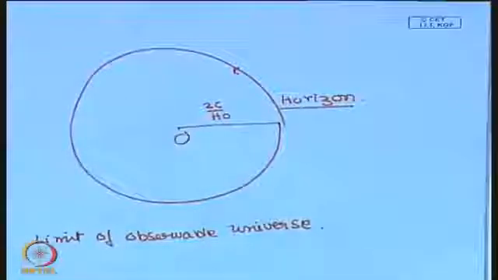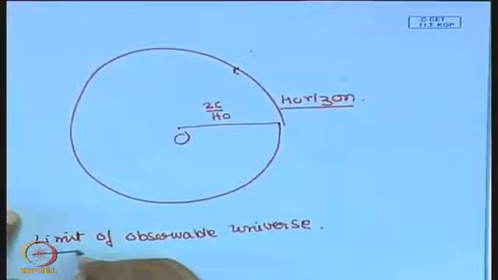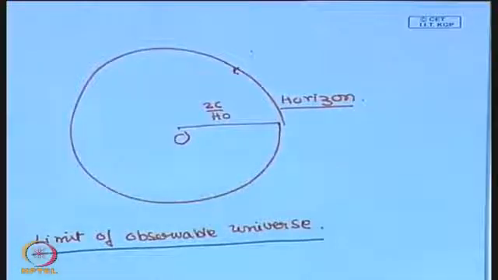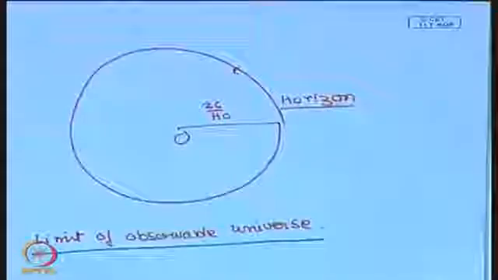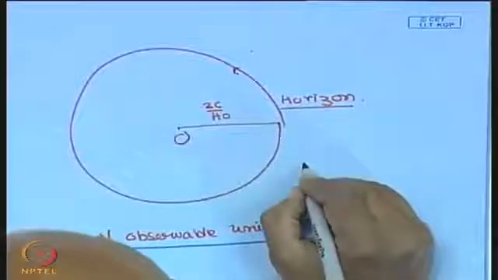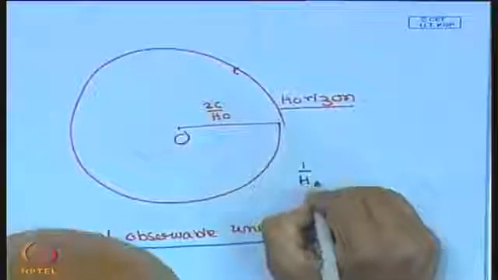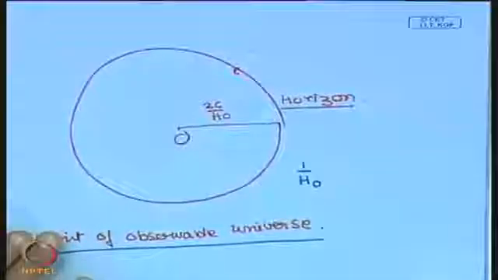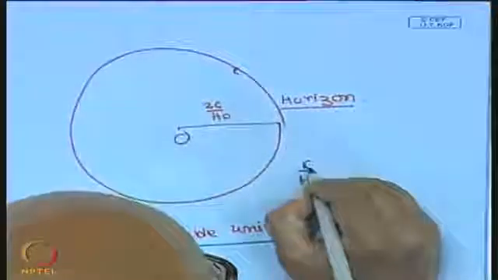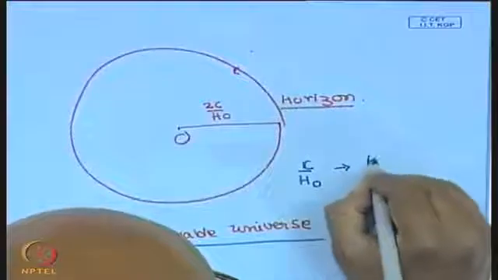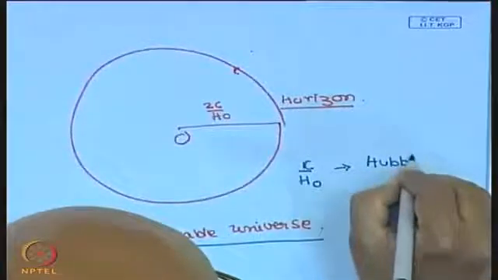Okay, I cannot at present see any part of the universe bigger than this. In the past that would have been smaller. Now you see 1 by H naught defines a time scale called the Hubble time. So c by H naught is called the Hubble length scale, Hubble radius.